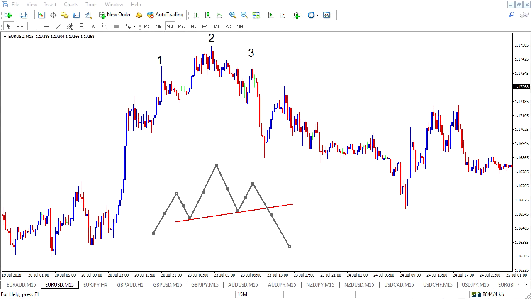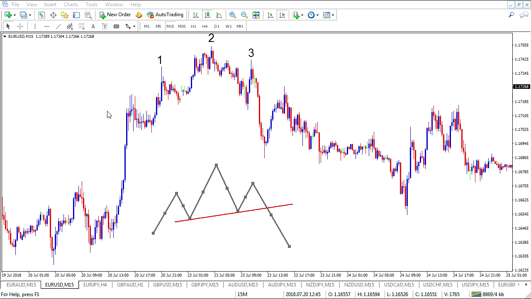Now, it's what it sounds like. The formation itself looks like a head in the center with a left shoulder and a right shoulder. Now, this is generally known as a reversal pattern. The market is going up, forms a head and shoulders pattern, and then comes back down again. Now, there's something called an inverted head and shoulders, which I'll talk to you about in a minute. But let's start with the basic head and shoulders pattern itself.